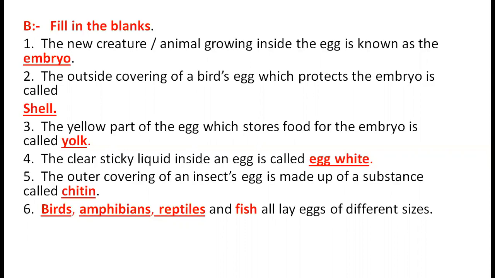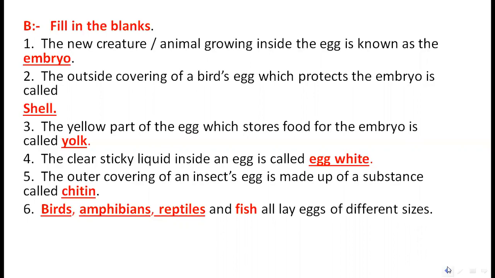The largest bird egg is the ostrich egg and its weight is 1.5 kg, and the smallest egg is the hummingbird egg, which weighs only half a gram. Hummingbird egg weight is half a gram and ostrich egg weight is 1.5 kg. So you must keep it in mind. I hope you understand this chapter.